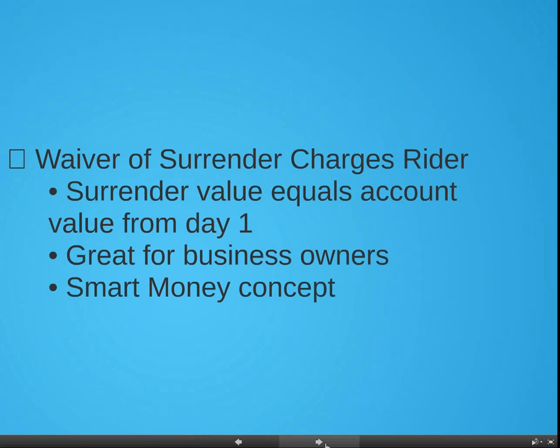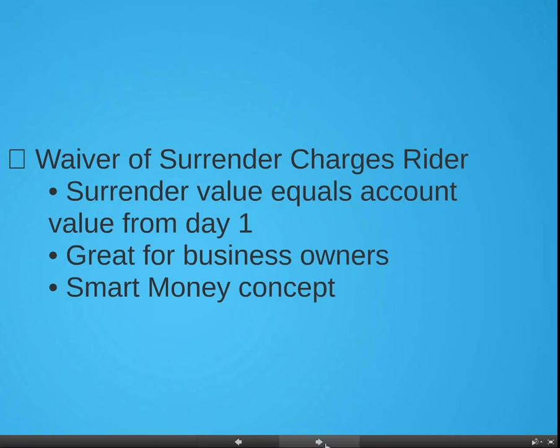However, it makes a lot of sense for business owners, somebody who has money kind of sitting on the sidelines, the smart money concept. For business owners, they can put the money into the contract and then immediately their surrender value is what they've put into the contract, basically, if you have a good one, and they can carry that on their balance sheet. So it looks great for them. It makes it an easy sale for a business owner.